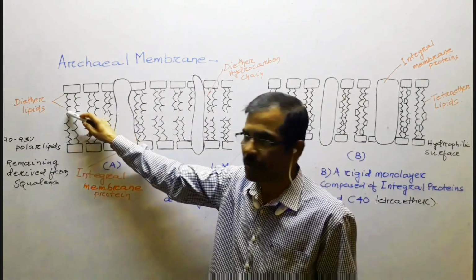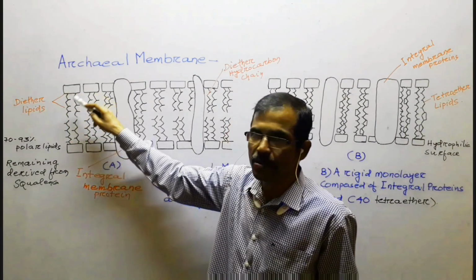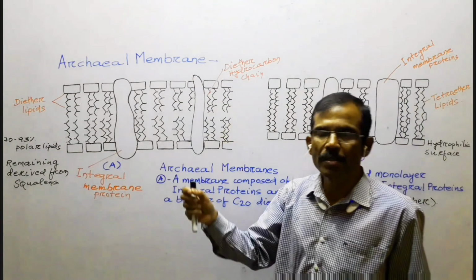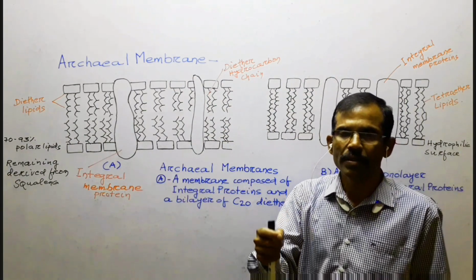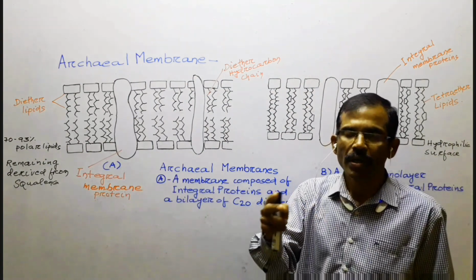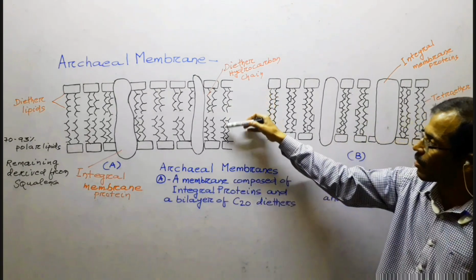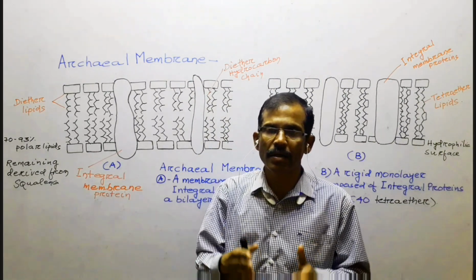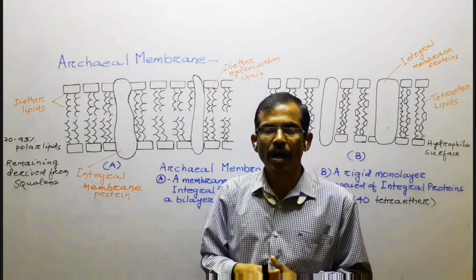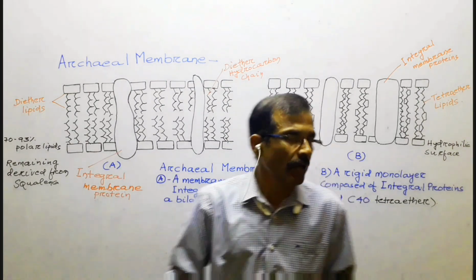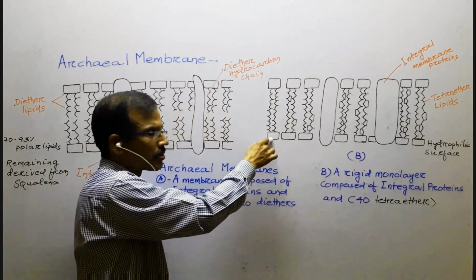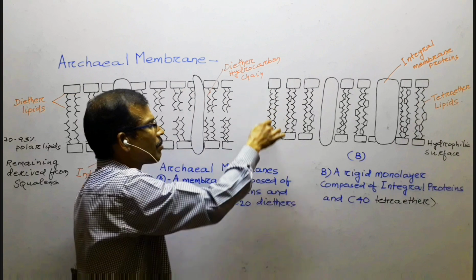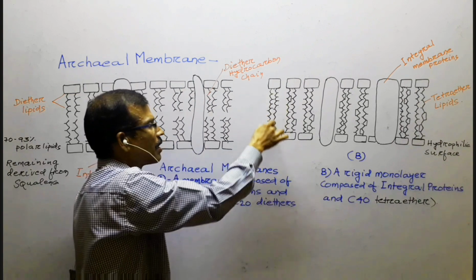When two hydrocarbons are connected with a glycerol molecule, diether lipids are formed. These are the diether lipid molecules. Diether means a glycerol molecule is connected with two hydrocarbons by means of ether linkages. And the diether hydrocarbon chain usually contains 20 carbon atoms. But sometimes tetraether lipids are formed when a long hydrocarbon chain containing about 40 carbon atoms links two glycerol molecules. This is a tetraether lipid. These are the two glycerol molecules which are linked by two hydrocarbon chains which contain 40 carbons.